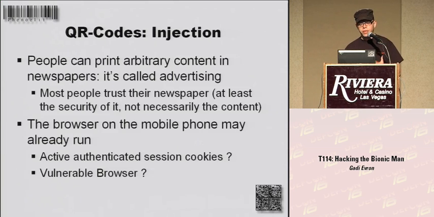The problem here is this. People can actually print arbitrary content in newspapers. We call this advertisement. This is how the newspapers actually make their money. So most people, especially most suit and tie wearing people, do actually trust their physical newspaper. Not only do they believe what they read in there, but they also do not think it could be evil content. So you're pointing your browser to a URL not known to you, automatically, with your newspaper. Is that potentially a bad idea? Anyone? Have you ever heard of a vulnerable browser before?